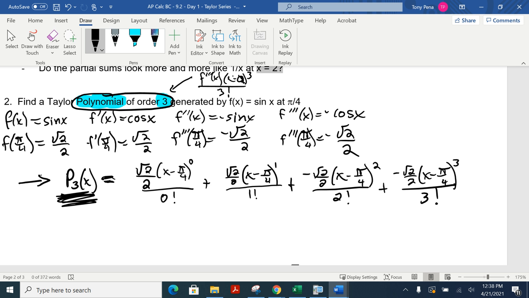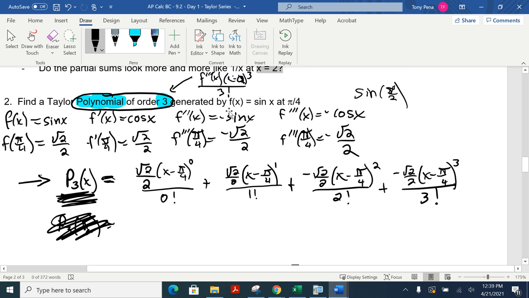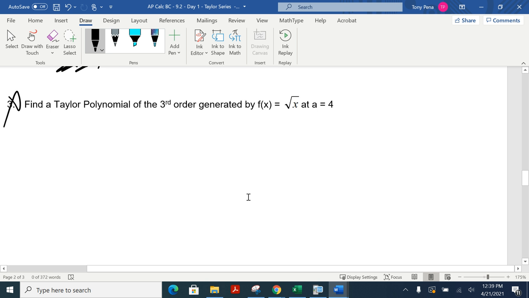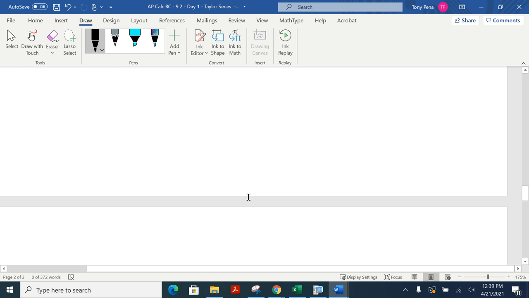If I want to approximate the sine of, let's say, pi over 2, same exact thing. I could find the polynomial value at pi over 2, and this will give us a rough approximation for what that value would be. All right, we're not doing that though, because we're moving on. In fact, number 3, we're not even going to do. I think in class I skipped that one. Today, we're definitely going to skip it so that we can actually finish this.